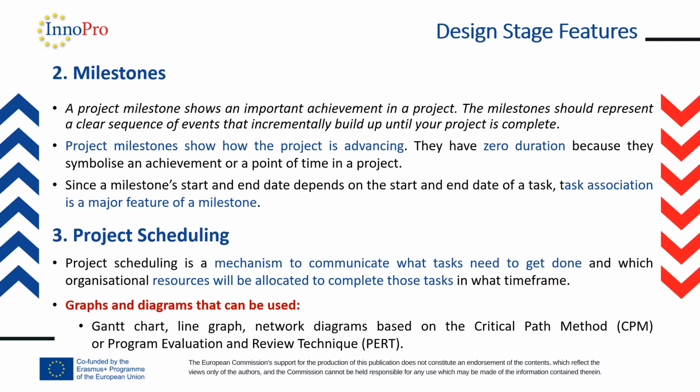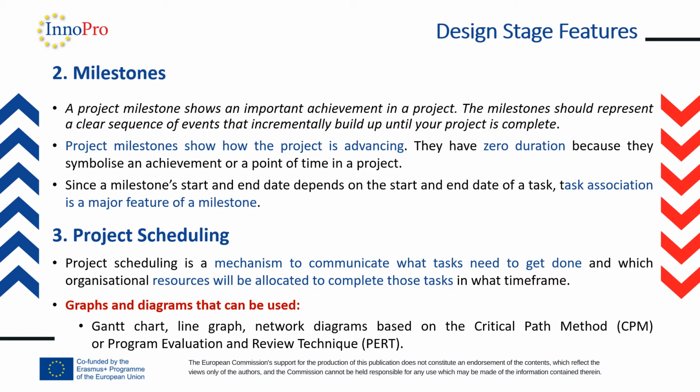All the milestones usually have a zero duration because they symbolize an achievement or some point in time in the project. So when we are talking about milestones, there is a very narrow connection to project scheduling. Project scheduling is a mechanism to communicate what tasks need to be done and which organizational resources will be allocated to complete those tasks in the time frame.